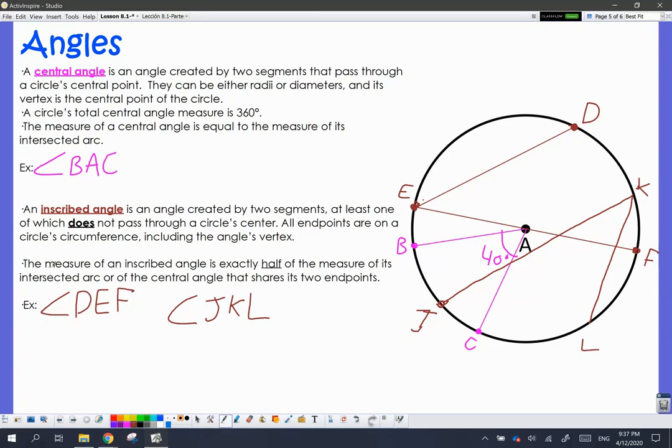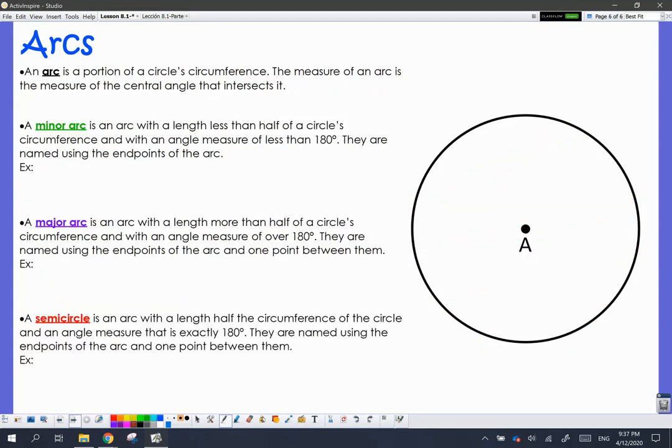Now, it also says the measure of an inscribed angle is exactly half of the measure of its intersected arc or of the central angle that shares its two endpoints. We're going to discuss that in our next lesson, actually, I believe. So hold on to that idea. We'll talk about it.